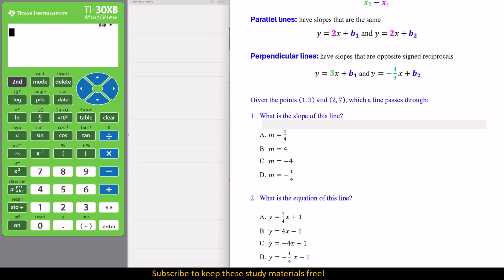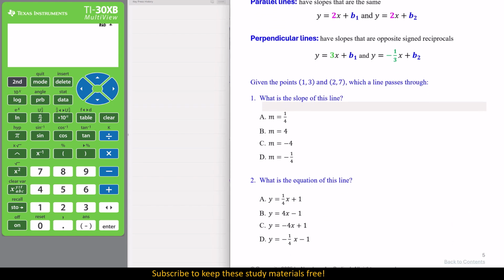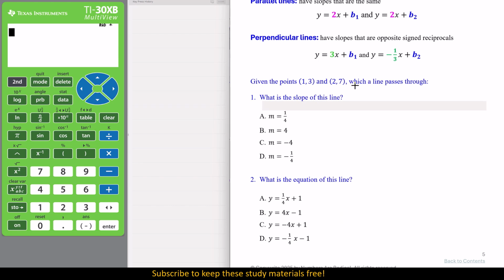Given the points (1, 3) and (2, 7), which a line passes through, for number 1, what is the slope of this line? Like I said, if we have 2 points, we have a line. Yes, we could quickly use the slope formula in the calculator, but we're going to do something else for number 2, and I'll show you. All right, let's go ahead and set that up.